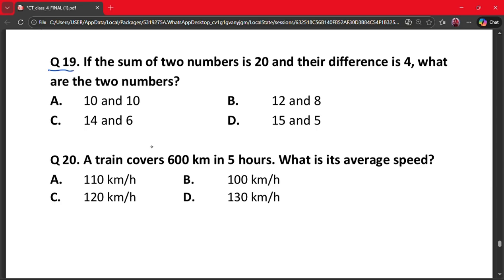Next question is question number 19. If the sum of two numbers is 20 and their difference is 4, what are the two numbers? A. 10 and 10, B. 12 and 8, C. 14 and 6, D. 15 and 5. So let the numbers be x and y. x plus y gives 20 and x minus y gives 4. Solving this gives 12 and 8. So our correct answer is option B.